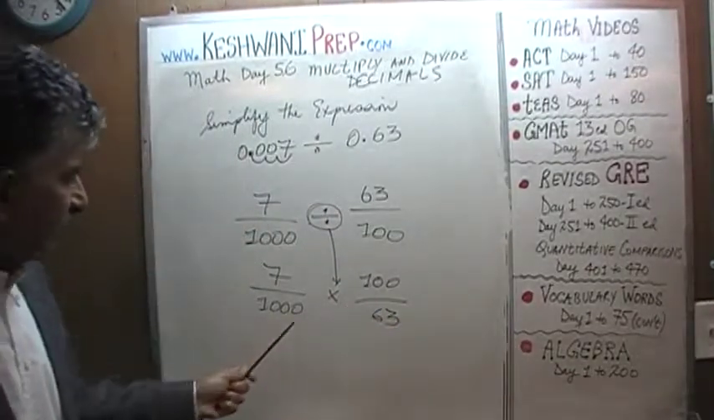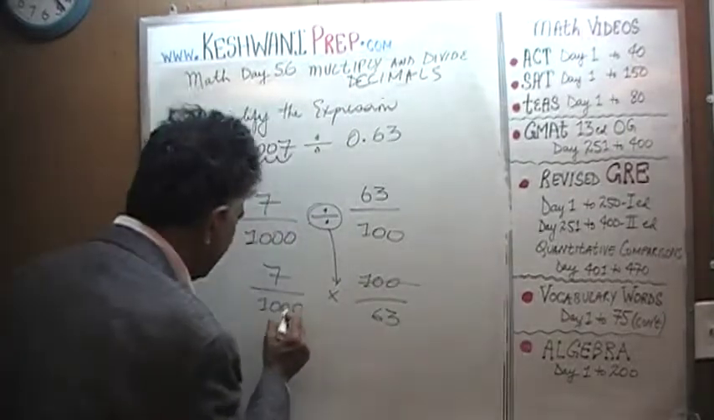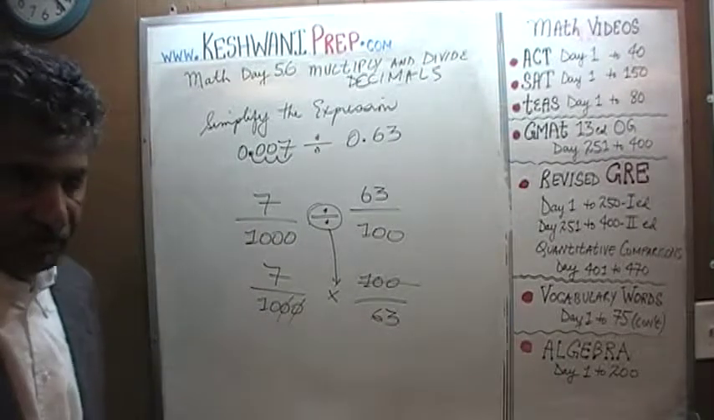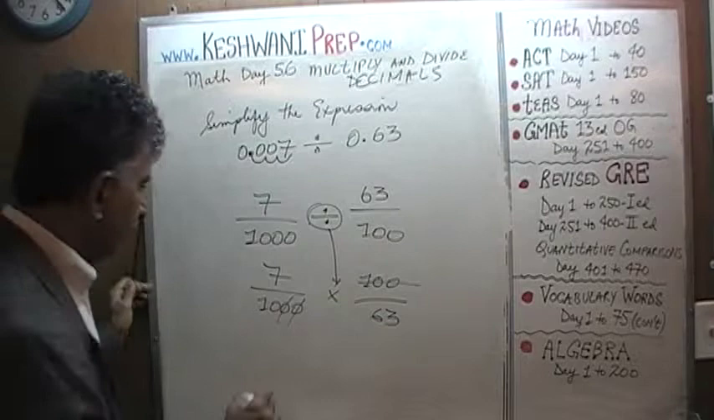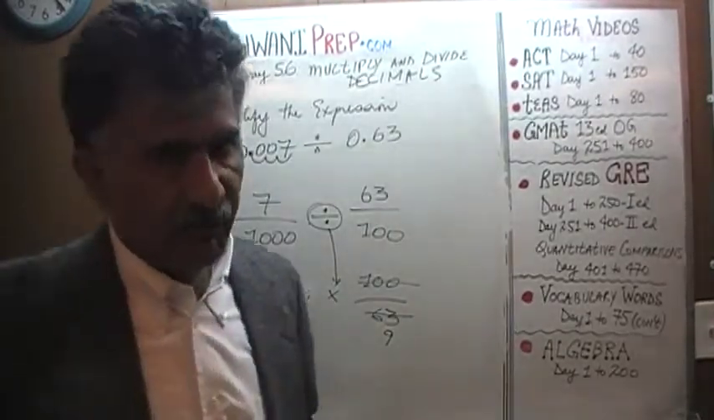We see 100 on the top, we see 1,000 on the bottom. Let's divide top and bottom by 100. The 100 is going to get knocked out, and there goes the two zeros. We see 7 on the top, we see 63 at the bottom. Let's divide top and bottom by 7. That's going to knock out the 7, and 63 is going to become 9, because 9 sevens are 63.